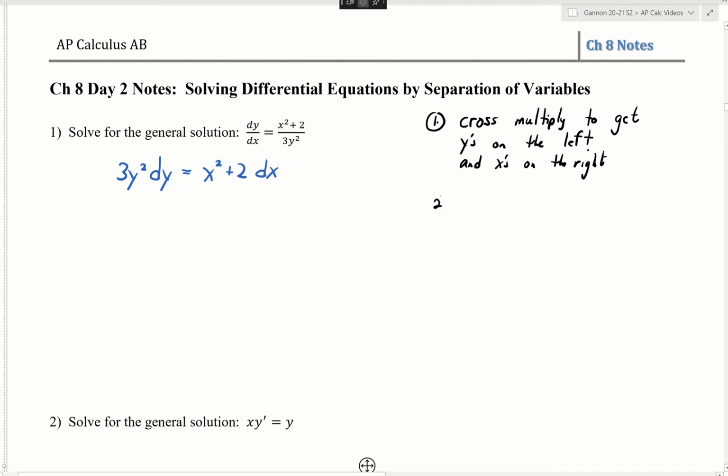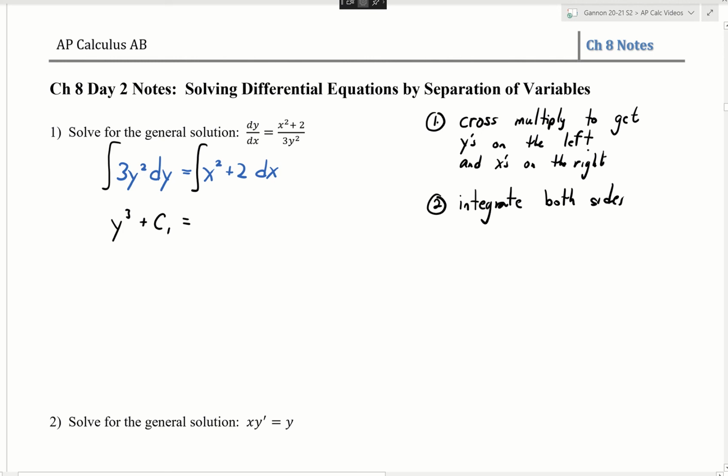The second step to this process is going to be to integrate both sides. So when we do that, you'll notice that we're taking the integral on the left with respect to y. So the integral of 3y squared is simply going to be y cubed. And then you could think of that as plus c equals. And when we integrate the right, we're integrating with respect to x, which is the variable that we have. And we get 1/3 x cubed plus 2x, and then plus c.